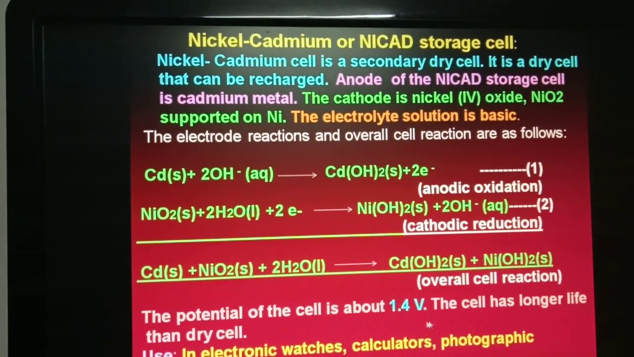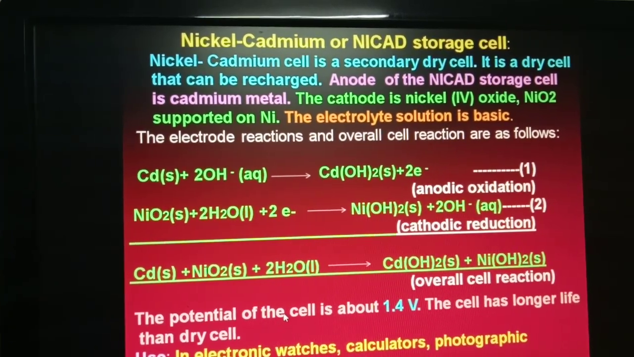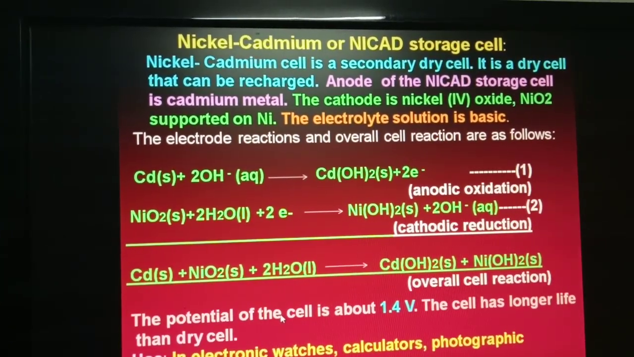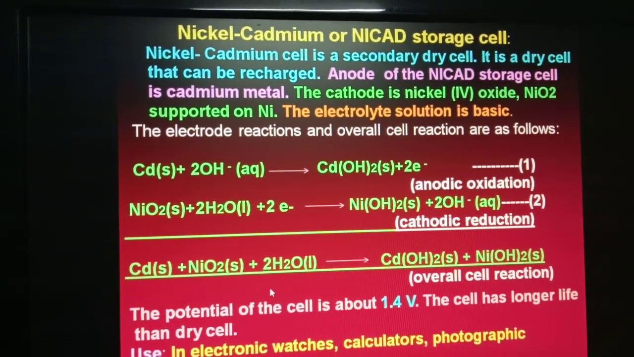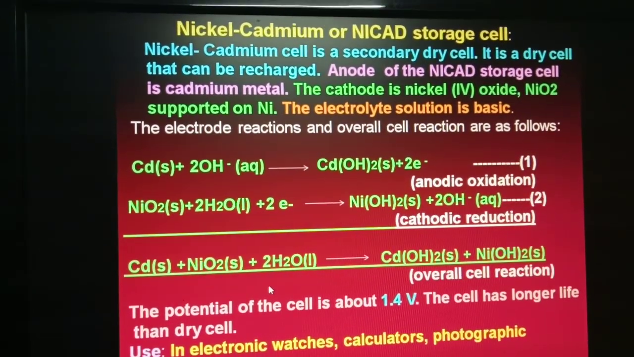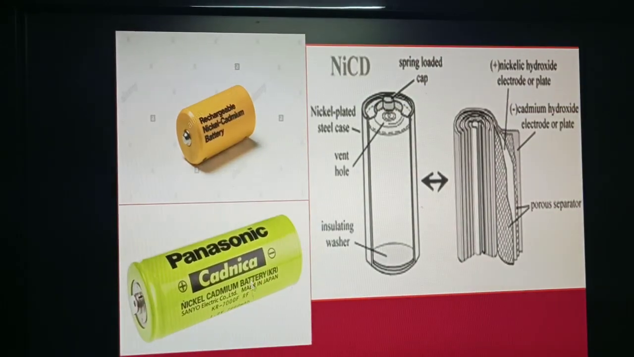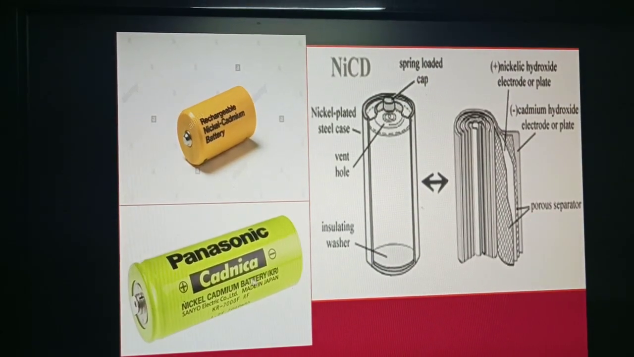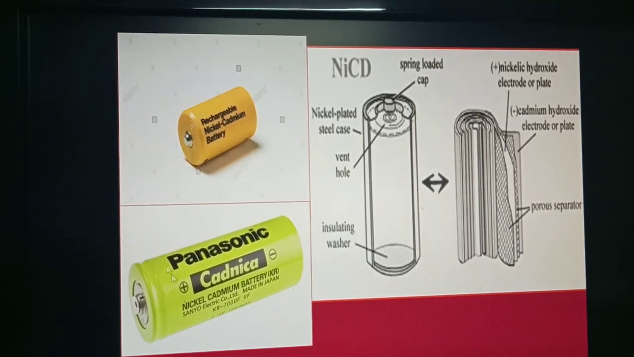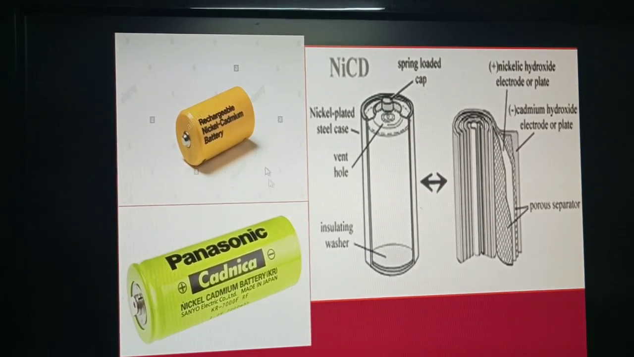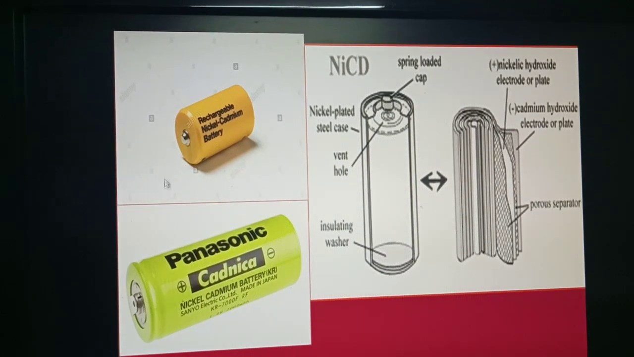This cell has a longer life than the dry cell. It is very often used in electronic watches, calculators and photographic equipment. You can find commercial figures of this particular nickel cadmium battery or cell over here.